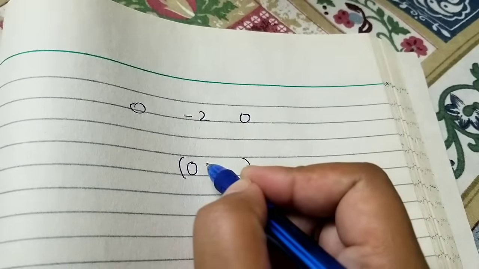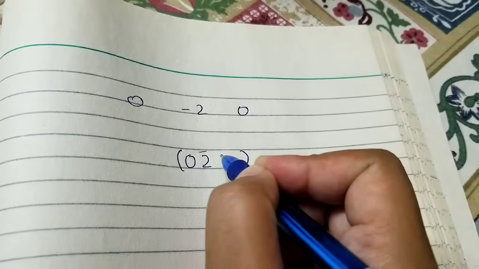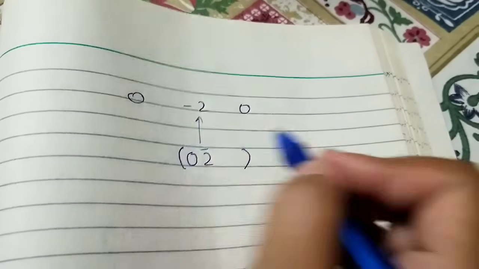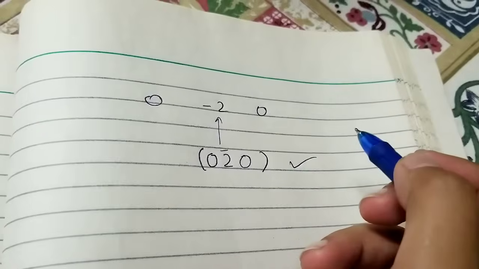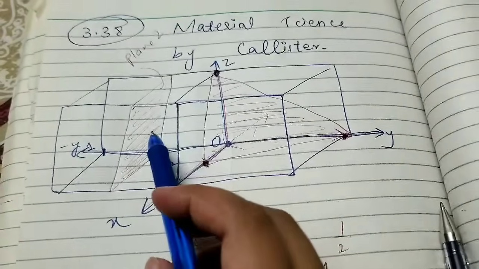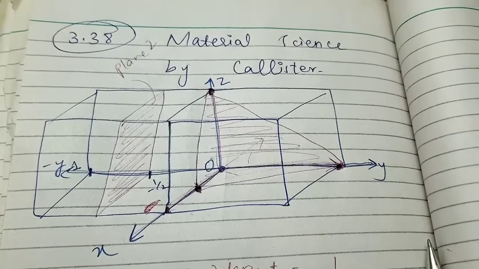Since it is negative, we represent such numbers as 2 with a bar over it. This shows the negative number. And the last one is 0. So these are the Miller indices for plane 2 right there. I hope it is clear to you.